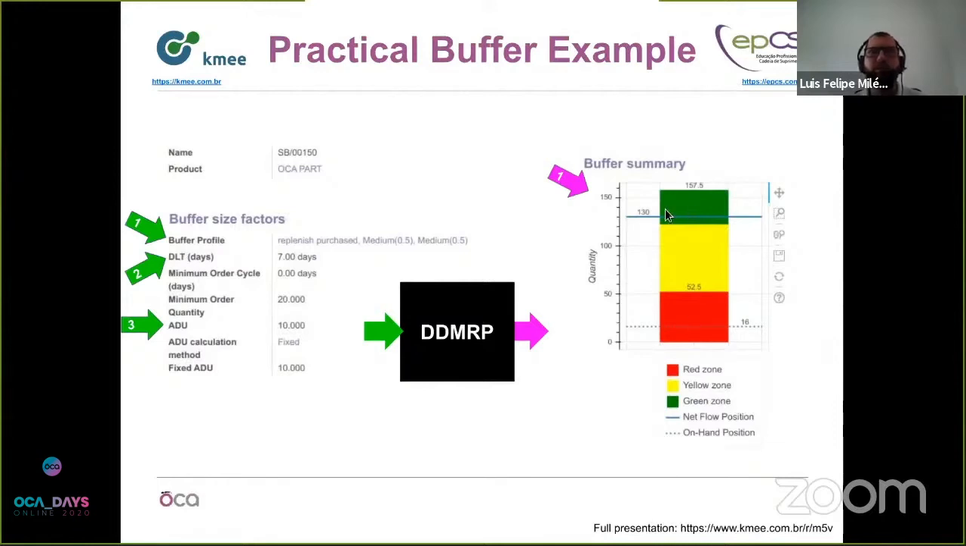And we have here this continuous line that's called the net flow position. This is the heart of the order recommendation. It's calculated by an equation, and depending on the level, we'll create a procurement recommendation for you. For example, every time it hits the yellow, it generates a procurement recommendation up to the top of the green.